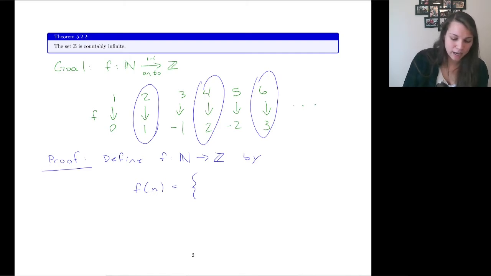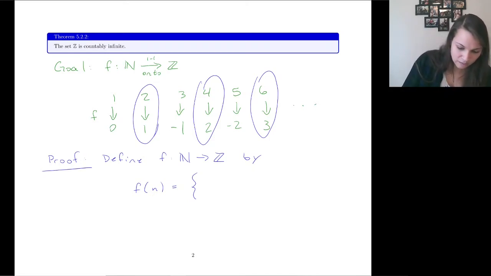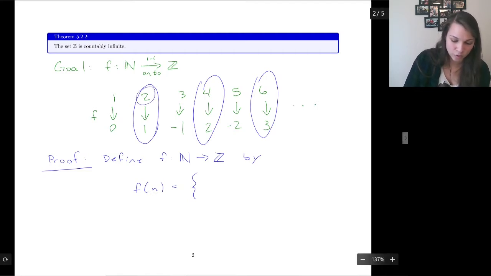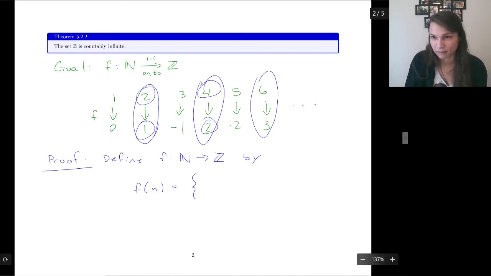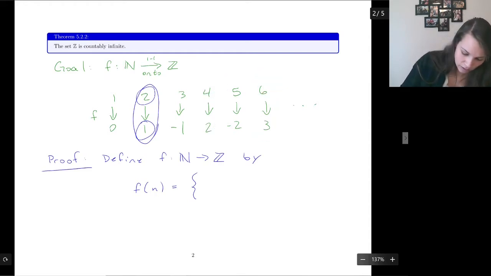The pattern here is we have 2 maps to 1, 4 maps to 2, 6 is mapping to 3. So all the evens are what are going to be mapping us to the positive integers. And so then the function we can relate these through is, let's see, 2 is related to 1 by just dividing in half. 4 is related to 2, divided in half. So there's our first function. We're going to do n over 2 when n is even.